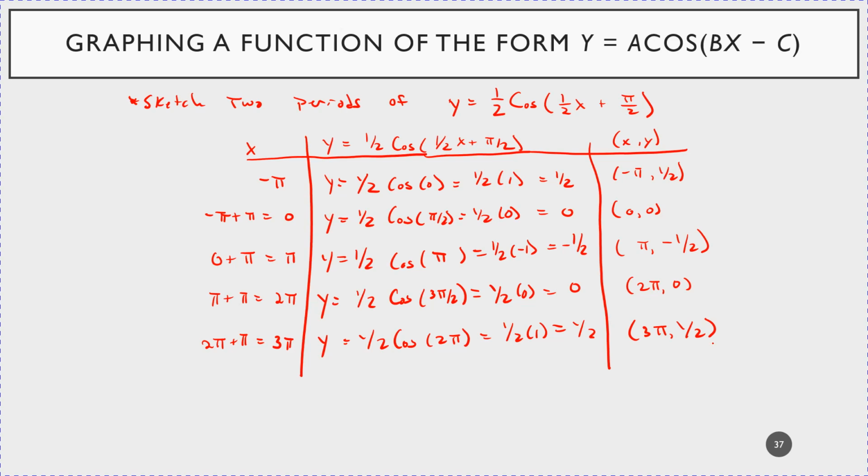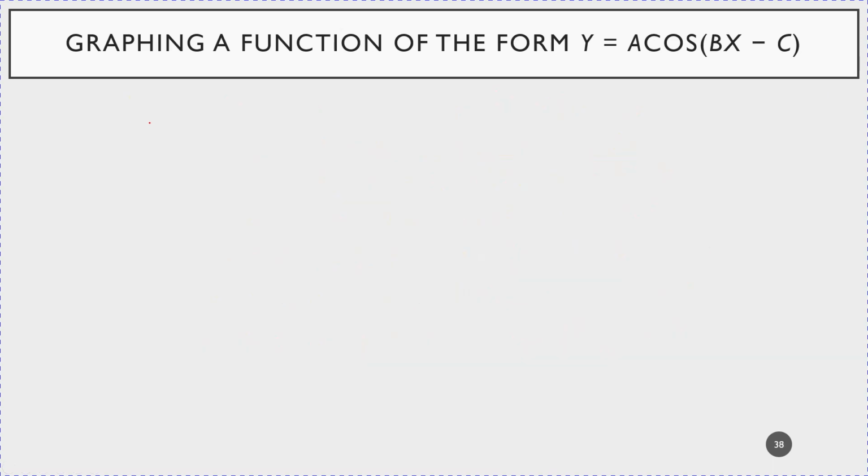Okay, now remember what I asked for in this problem. I asked you to sketch two periods, and again, sorry for that little typo mistake there. When you record these lectures, sometimes you make a little error. But anyway, so we got it. We're going to start at negative pi, go 0, pi, 2 pi, 3 pi. So we're going to sketch two periods of y is equal to 1/2 times cosine of 1/2 x plus pi over 2.